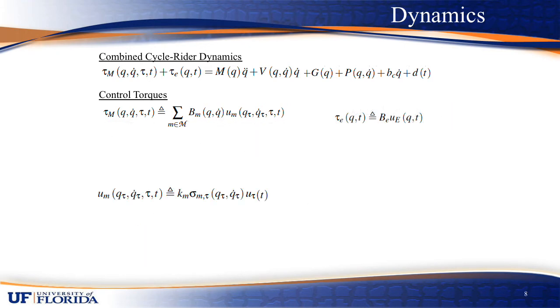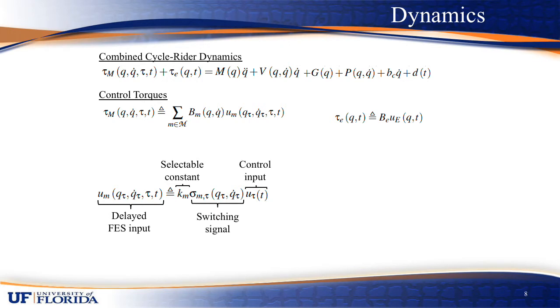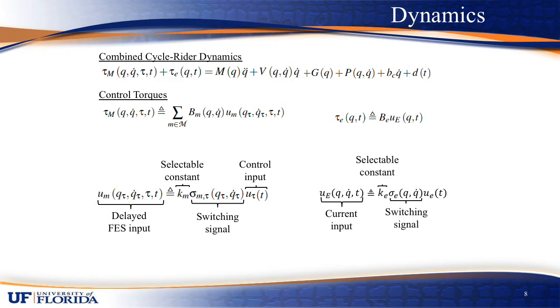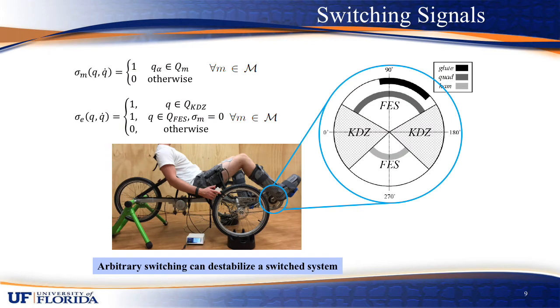The control torques can be further expanded. For example, the delayed FES input is comprised of a selectable constant multiplied by a switching signal multiplied by the control input. And the current input is comprised of a selectable constant multiplied by a switching signal multiplied by a control input. The switching signals are shown, where Q denotes the angle of the crank. The set Q_M represents the set of crank angles where it is effective to stimulate a given muscle. Recall that the set M represents the quadriceps, hamstrings, and gluteal muscle groups.